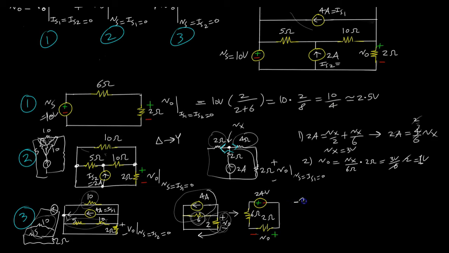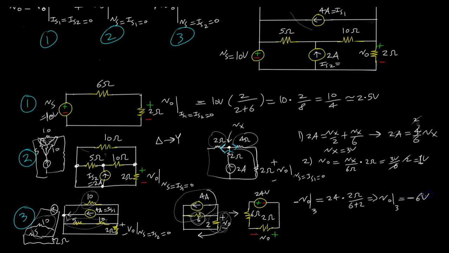So negative Vout is going to be 24 volts times 2 ohms over 6 plus 2. And so Vout, and this is the Vout under the special condition, let's say condition 3, to make it easier to write. So Vout under condition 3 is going to be 2 over 8, which is 1/4 times 24, but it's going to be negative. So negative, what is that, 1/4 times that, that's going to be 6, right?